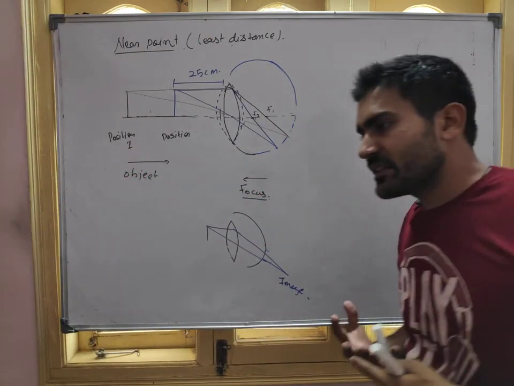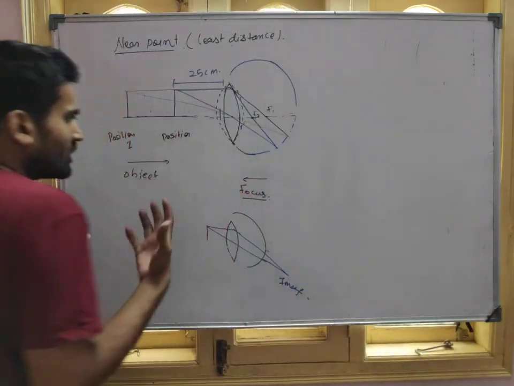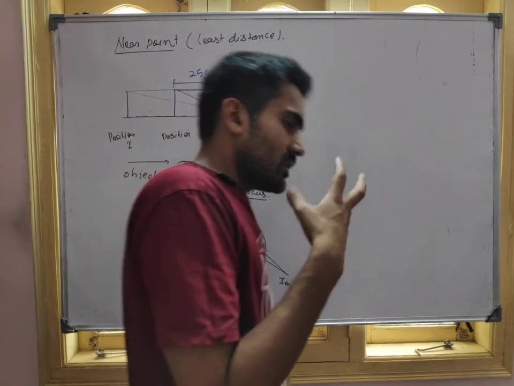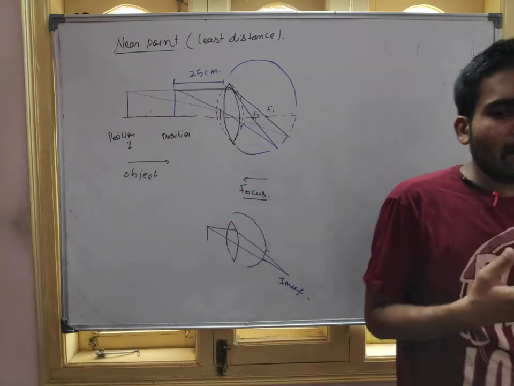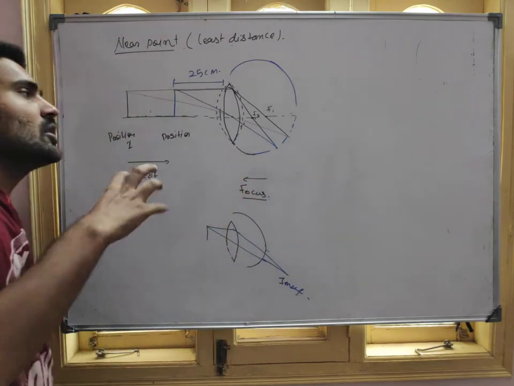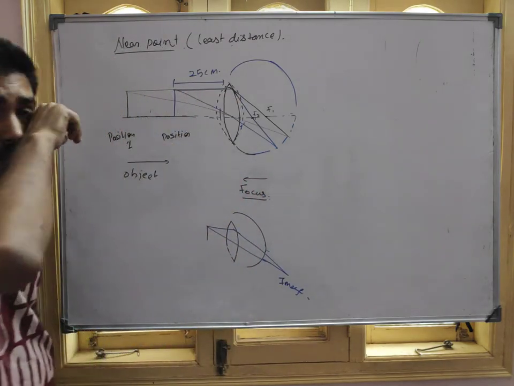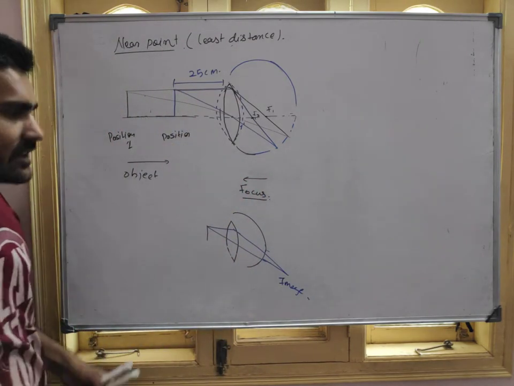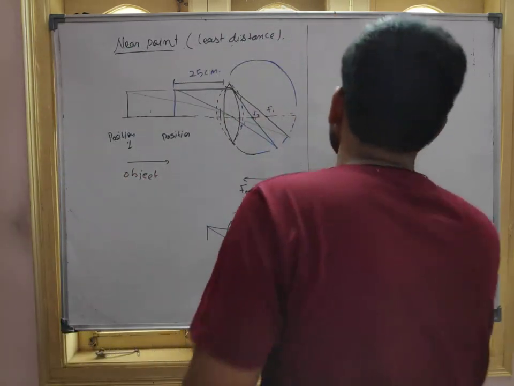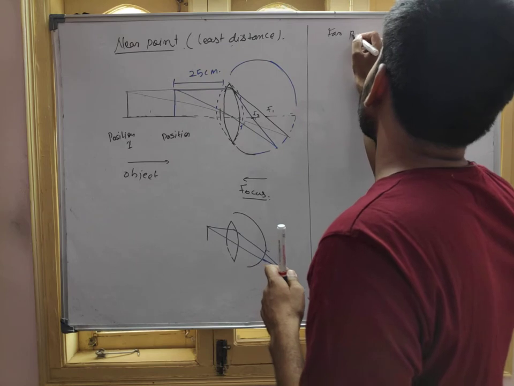So what happens is, whenever the object comes near, the lens becomes thicker and thicker. One point will come where the lens cannot become thicker than that, because there is a limit of the ciliary muscle to contract the lens, right? I hope this point is clear. Let's see the far point.